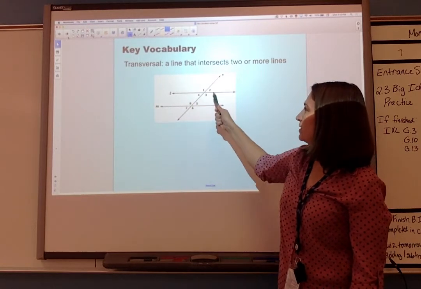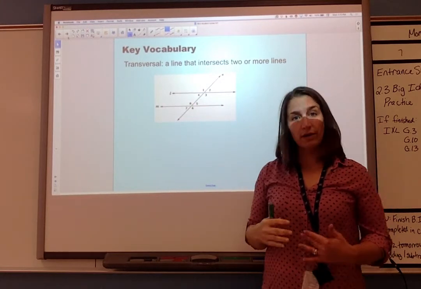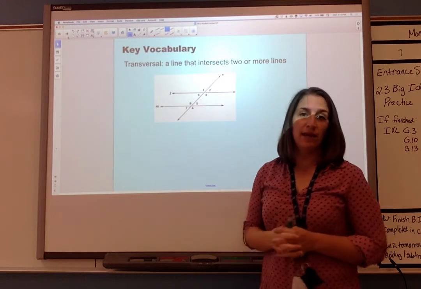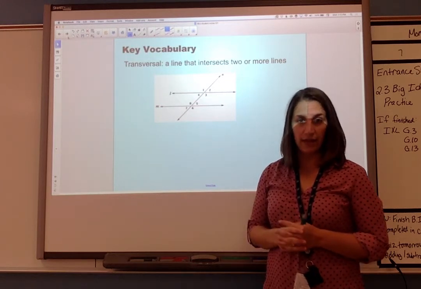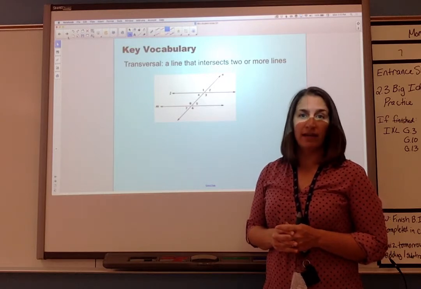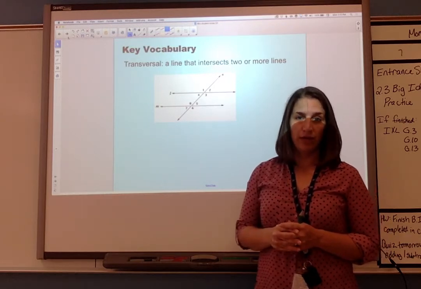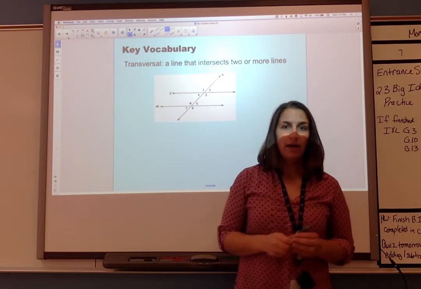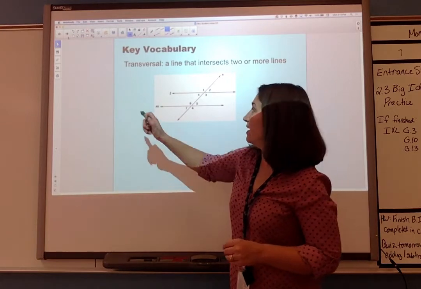Now in this case, it appears that lines L and M are parallel, and that's going to be something that we look at in more detail in today's lesson. But a transversal can be a line that intersects any two or more lines. They don't necessarily need to be parallel for that to be the case.